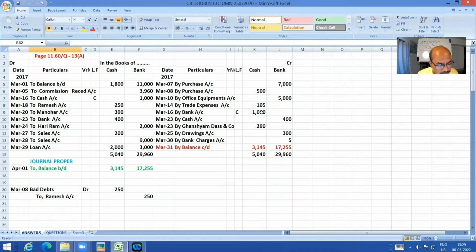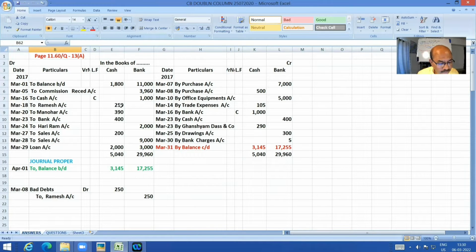Ramesh, who owed rupees 500, became bankrupt and paid 50 paise in a rupee. When someone becomes bankrupt and cannot pay, to the extent he cannot pay, it will be debited to an account called bad debts. That will be done through a journal proper. So bad debts to Ramesh, 250 rupees. How 250? 50 paise in a rupee means only 50% he could give. And the balance, whatever he has given, we show as cash to Ramesh, 250. Why cash? They have not told us it is through bank.